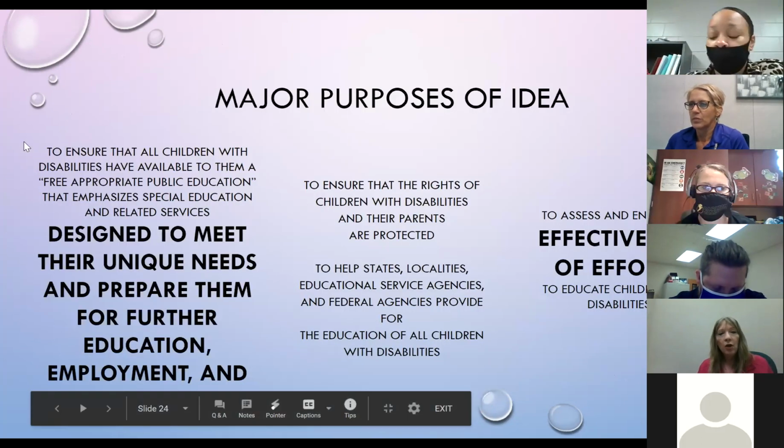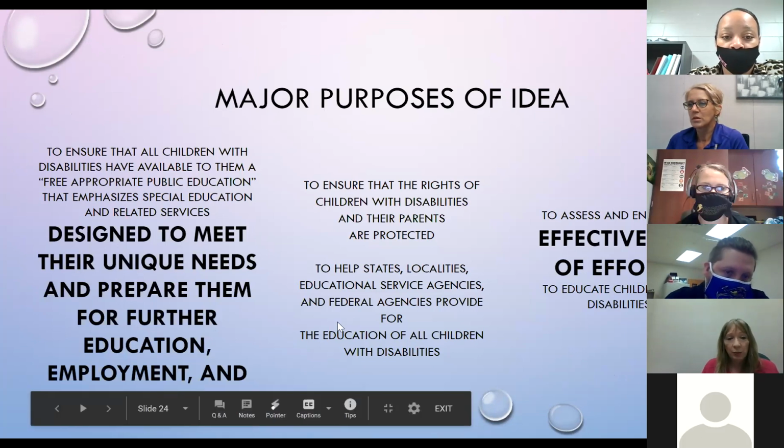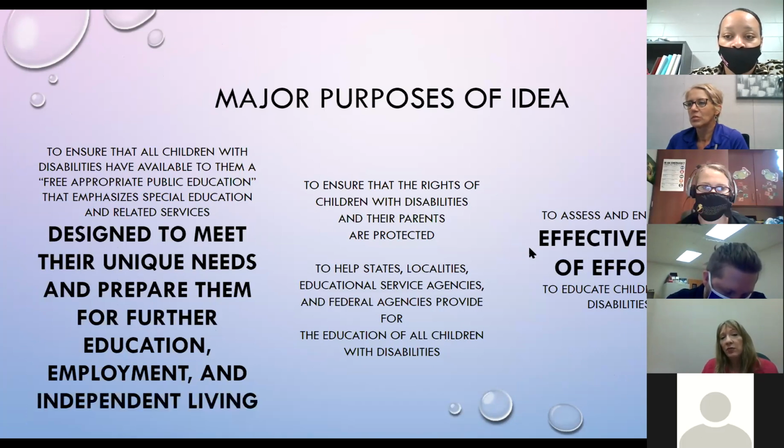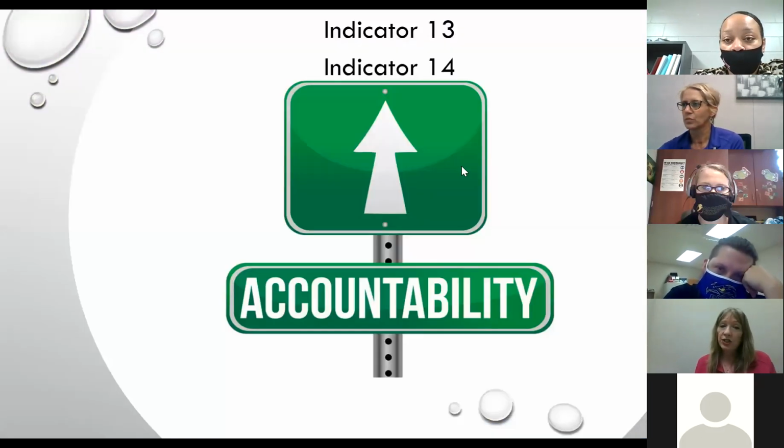Okay, so overall there are 5 parts to the law. And 2 of them are clearly important for our purposes. One, that the services are designed to meet their unique needs and prepare them for further education, employment, and independent living. And then we have to assess the effectiveness of our efforts, because special education costs a lot of money, and the feds want to make sure that we're getting the biggest bang for our buck. We are accountable to both of these purposes through reporting of Indicator 13 and 14.